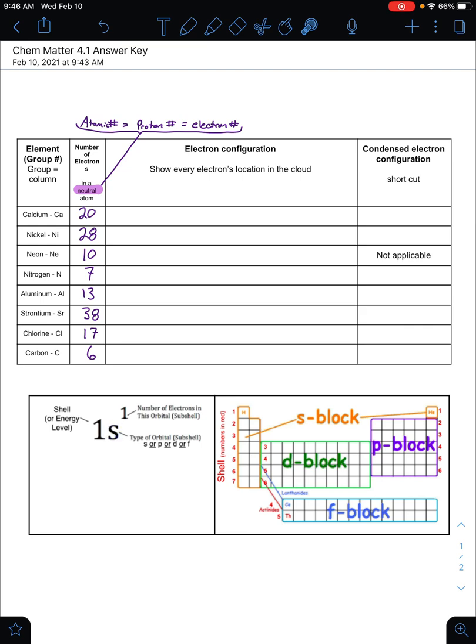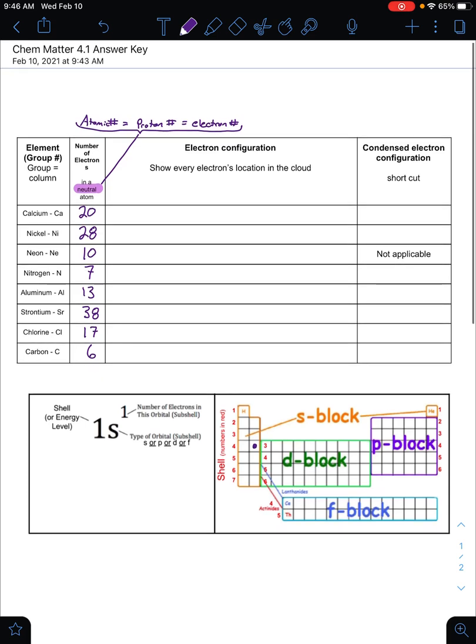So calcium, we need to find the home or the zip code of 20 different electrons. If we use the shortcut method of assigning the zip codes, we're essentially going to count all the way to this spot on the periodic table, because that is where calcium is. So we will start up here at 1s, 1, 2. So 1s2. Then we go 2s, 1, 2. 2s2. Got to keep counting because we're not yet at our final spot.